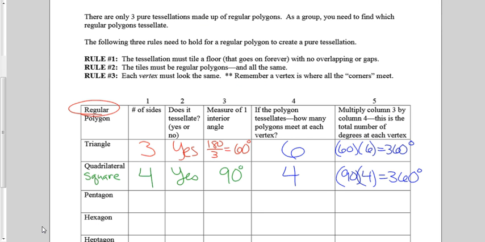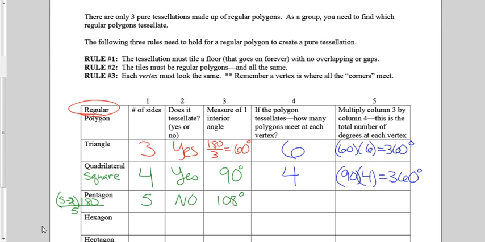Now I'm on a pentagon. So the pentagon had 5 sides. And did it tessellate the plane? And the answer is no. So let's find one interior angle. So to find the measure of one interior angle of a pentagon, I would do 5 minus 2 times 180, and I'm going to divide that by the number of sides, which is 5. And when I work that out, I get 3 times 180 divided by 5, and that is 108 degrees.